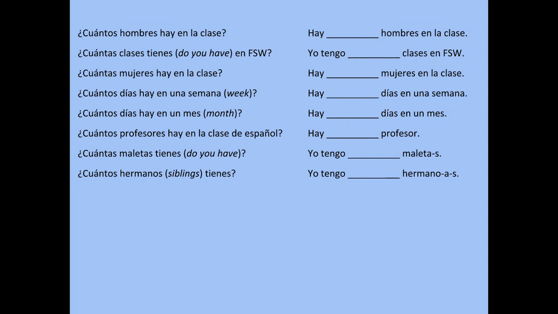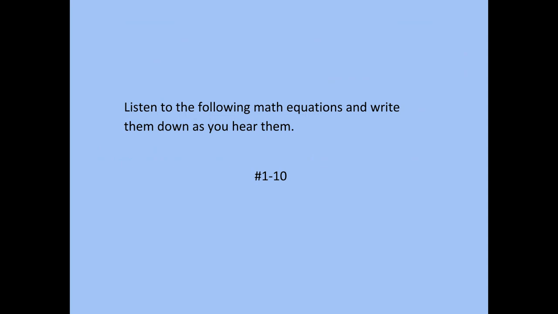Hay un profesor. Remember, when we go back to counting, we say 1, 2, 3, 4, all the way through. However, when uno is going to go next to a noun, like the word profesor, the O disappears and it becomes un profesor. If it were feminine, it would take on the feminine form and say una profesora. ¿Cuántas maletas tienes? How many suitcases do you have? Yo tengo 2 maletas. ¿Cuántos hermanos tienes? Yo tengo 2 hermanos. Un hermano, una hermana. One brother, one sister.